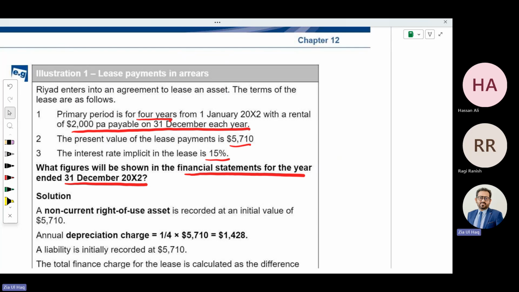You need to calculate asset carrying value. For that, you need to calculate depreciation. You need to calculate interest for the year. You need to calculate non-current liability and current liability. Opening balance plus interest minus payment is equal to closing balance.